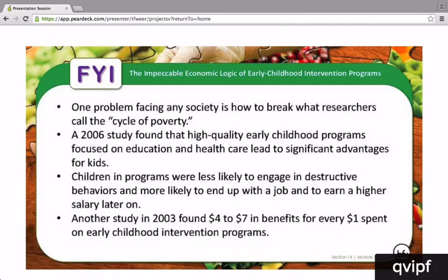But we know that children in these kinds of programs were less likely to engage in destructive behaviors. They were more likely to end up with a job and to earn a higher salary later on. Another study in 2003 found that for every dollar that we spend as a society on early childhood intervention programs, we get a marginal social benefit of $4 to $7 back in benefits. So for every dollar we pay in cost, if we get $4 to $7 back in benefit, then the marginal social benefit of these programs is much higher than the marginal social cost of these programs.